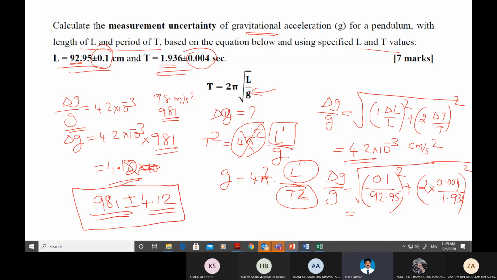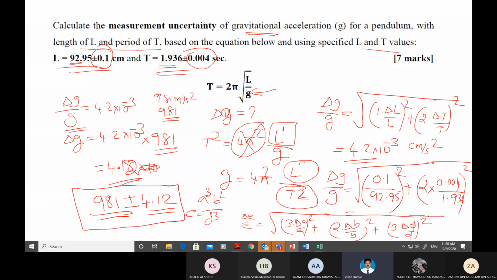Now it is clear. Forget about the constants. Clear, Doctor. Thank you. If you have A cube B square divided by D cube, how will you write it? For example, E is equal to A cube B square over D cube. You will write delta E over E equal to the square root of 3 times delta A over A, the whole square, plus 2 times delta B over B, the whole square, plus 3 times delta D over D, the whole square. It's clear? Yes, Doctor, clear.